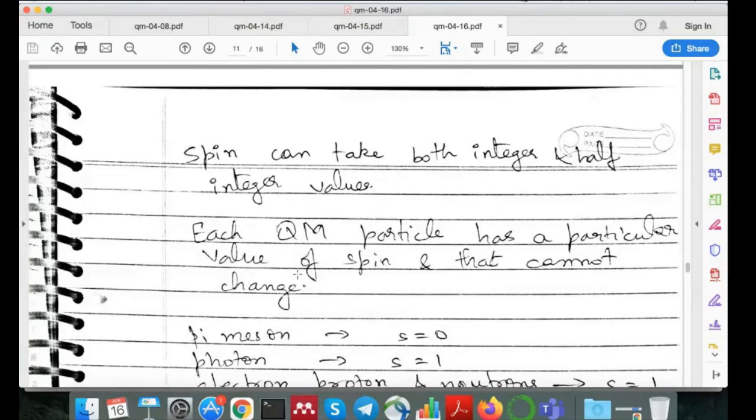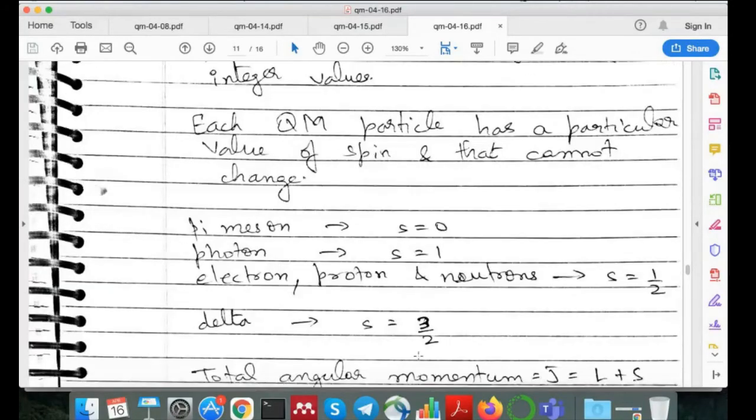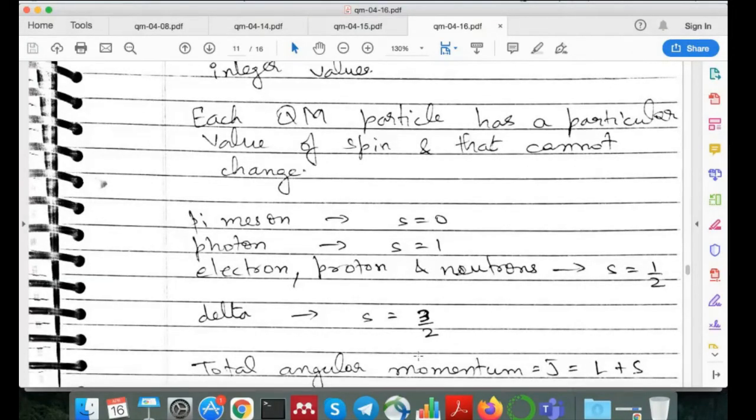I've listed some examples here. Pi meson is a quantum particle. It has spin equal to 0. Photon is again a quantum particle. It has a spin equal to 1. Electron, proton, and neutrons, all of these are quantum particles. These have spin equal to 1/2. Delta is another quantum particle. It has spin equal to 3/2. So on and so forth. People have found out what the spin is for every single quantum particle that exists.